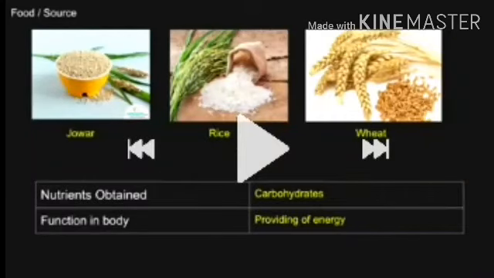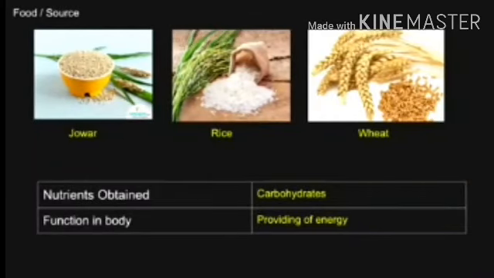So let's see the food sources: jawar, rice, wheat. From that we get the carbohydrates. Yes, which nutrients we get? Carbohydrates. And their function in the body, what? Providing energy. Already last year in 6th standard you have studied about nutrition and diet.